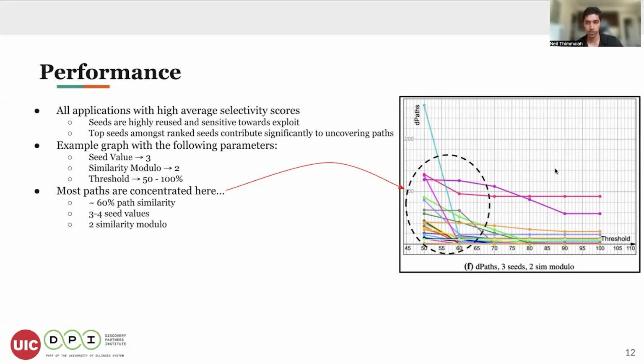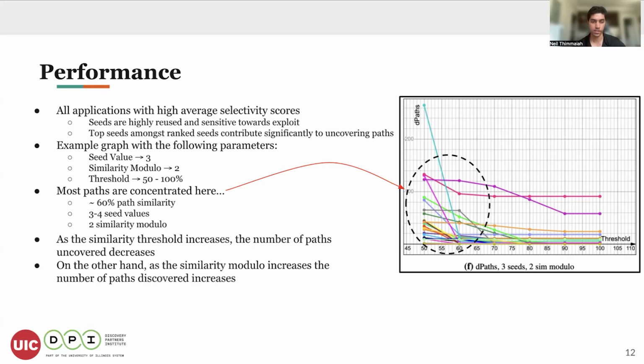So looking at an example on the right, we see that FIXX discovers D paths for all the applications that were used for the evaluation here, and it uses a similarity modulo of 2 with a seed value of 3, and we see that the optimal threshold would be around 60%, where most of the paths are concentrated, because increasing the threshold beyond that would aim to find paths that are exactly similar. And we try not to do that to reduce the number of false negative cases.